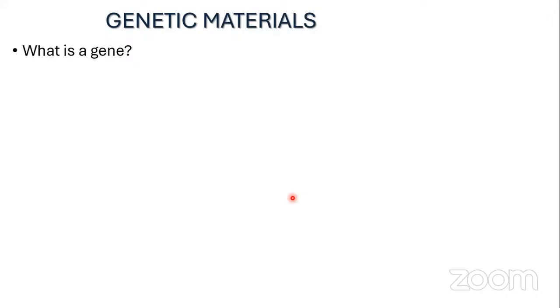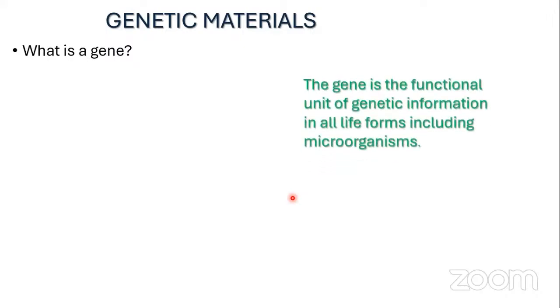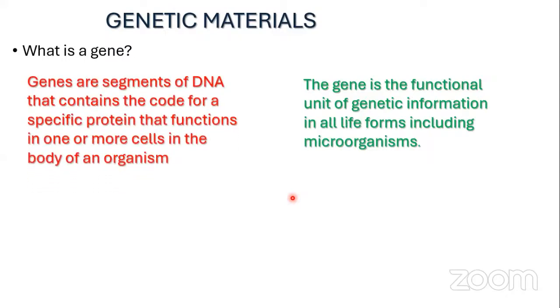So what is a gene? The gene is the functional unit of genetic information in all forms of life, including microorganisms. Genes are the smallest part of the DNA, which is the codon, and it contains the information for every form of life. Genes are segments of DNA that contain the code for specific functions in one or more cells in the body of an organism.